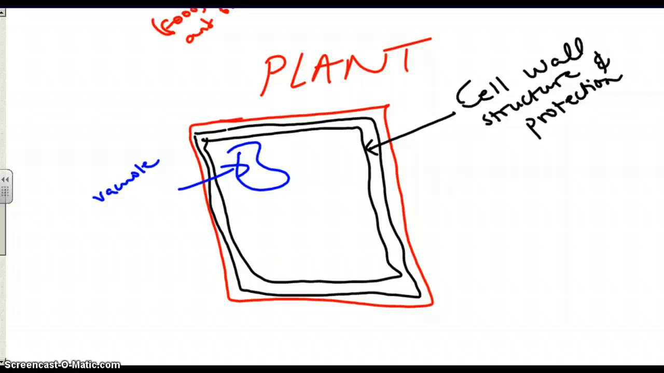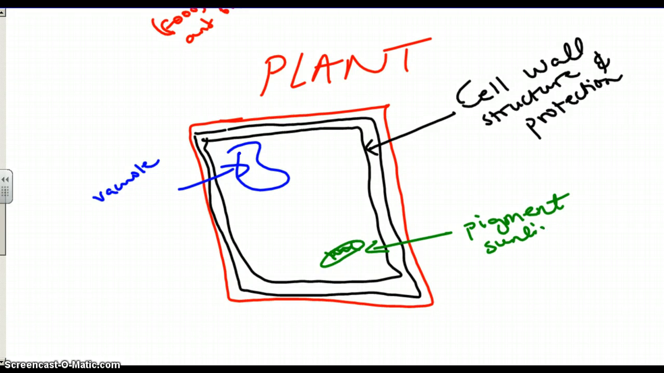In addition, plants have chloroplasts. So chloroplasts, and what chloroplasts are tiny sacs of pigment. So pigment that store the energy from the sun, so they absorb sunlight. So sunlight. And why do plants absorb sunlight?